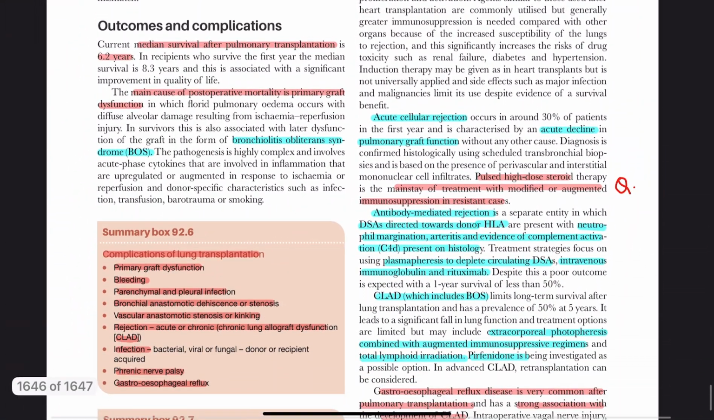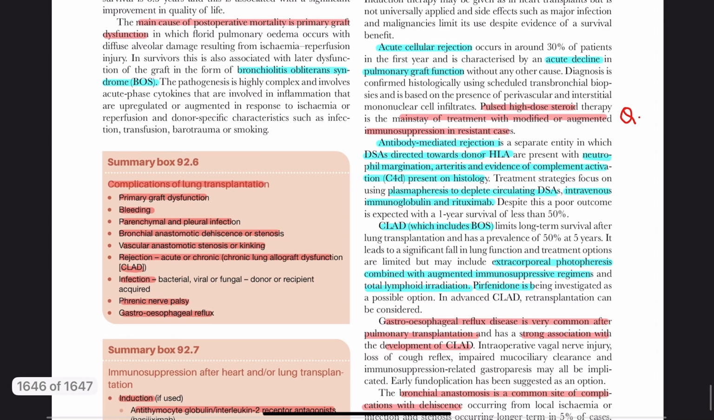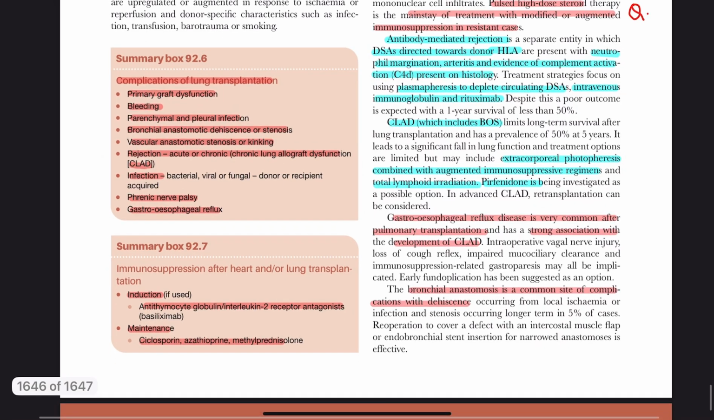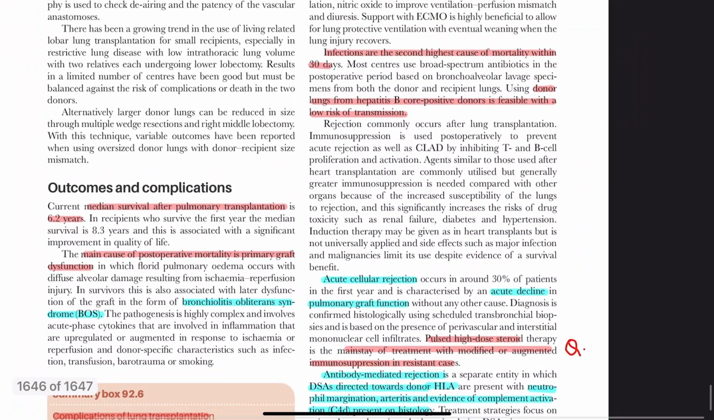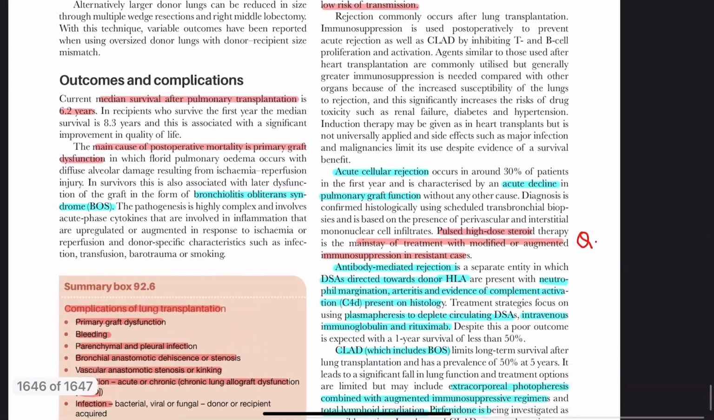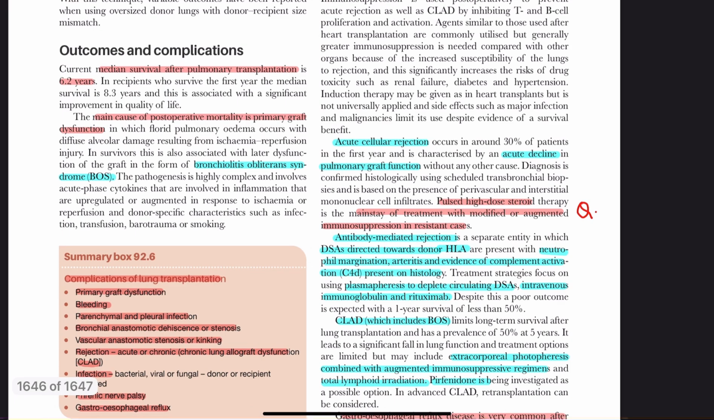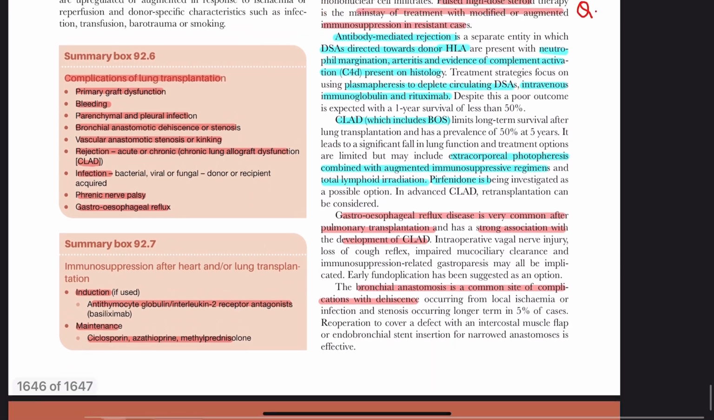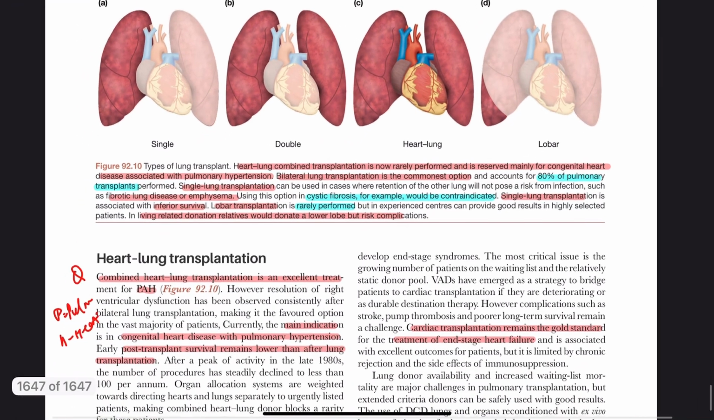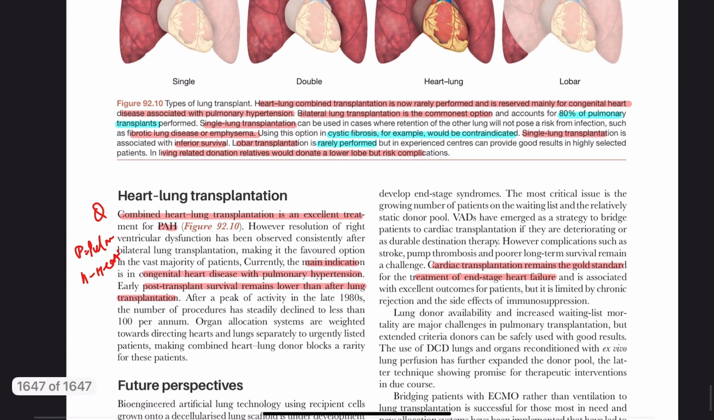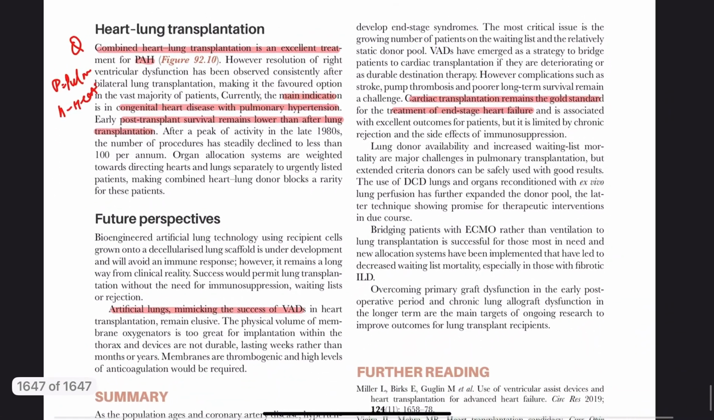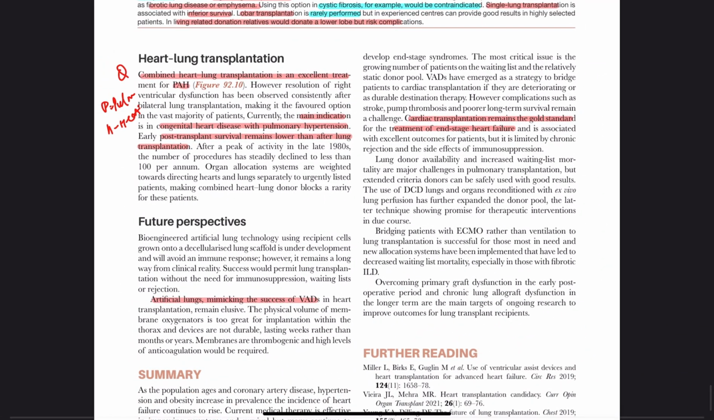Then they will ask the complications of lung transplantation, and then types of immunosuppression, and what is the treatment of acute cellular rejection. And this image is important, and heart lung transplant indications. This much you should know about this chapter. So with this we finish chapter number 92 of Bailey and Love, 28th edition.